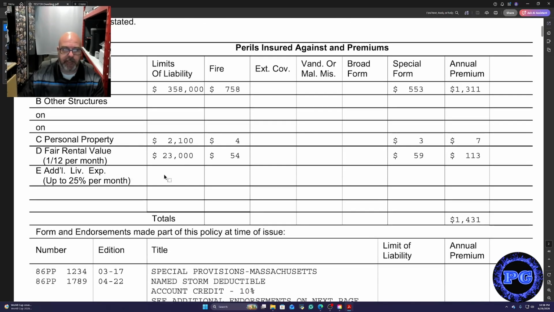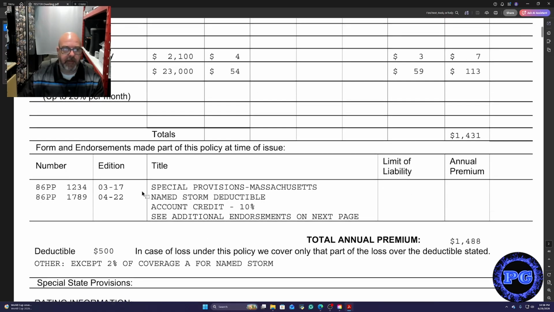So, but obviously this is set up with this low personal property and nothing here that they, more likely than not, do not reside there, right? So now you have your premium, $1,431. We'll keep scrolling down. Here you got your forms and endorsements that make up part of the policy, right?